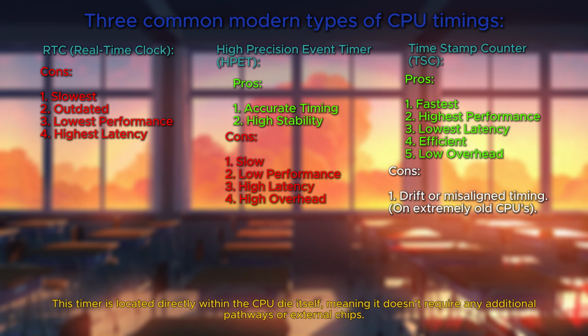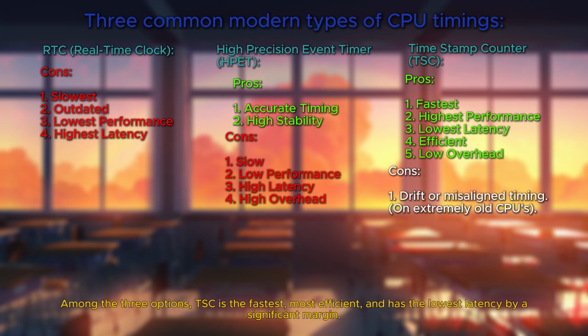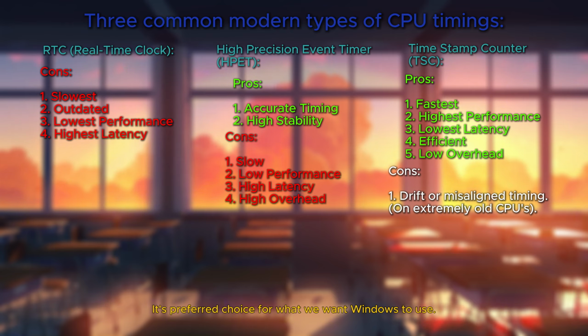The third type is the time stamp counter, TSC. This timer is located directly within the CPU die itself, meaning it doesn't require any additional pathways or external chips. Instead, it allows for an instant read and check directly from the processor. Among the three options, TSC is the fastest, most efficient, and has the lowest latency by a significant margin. It's the preferred choice for what we want Windows to use.